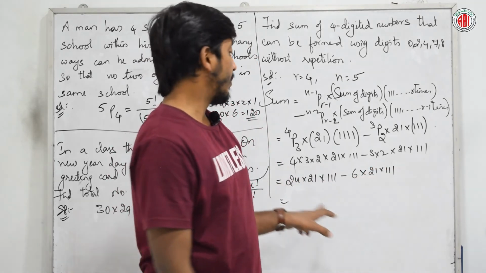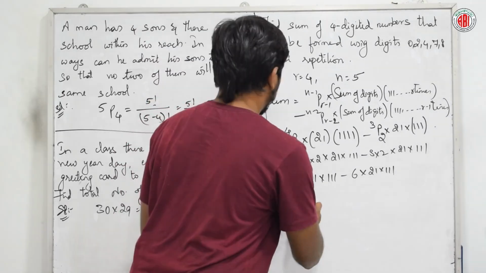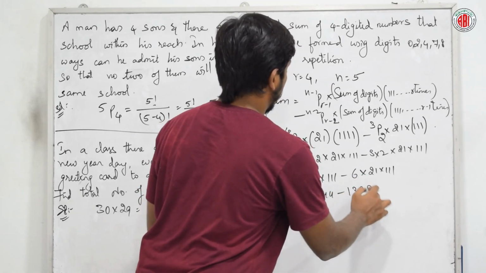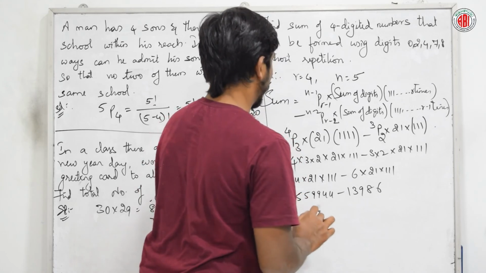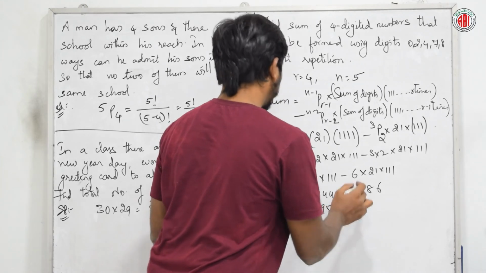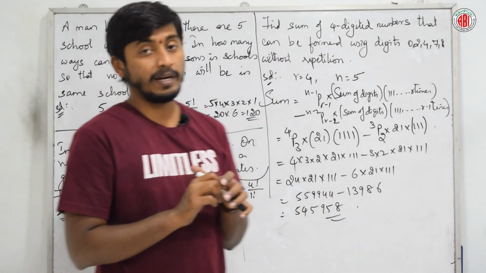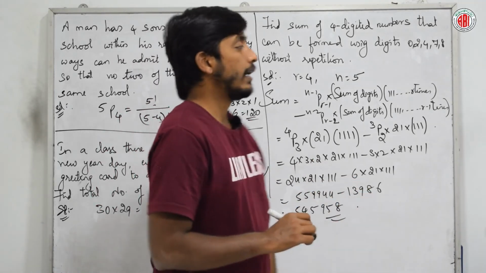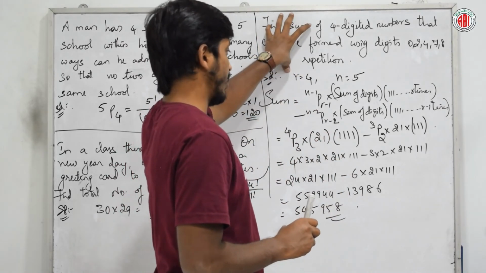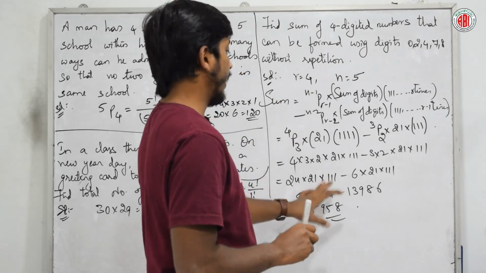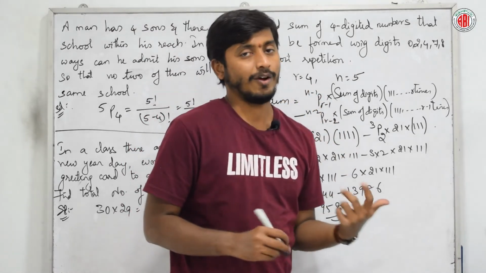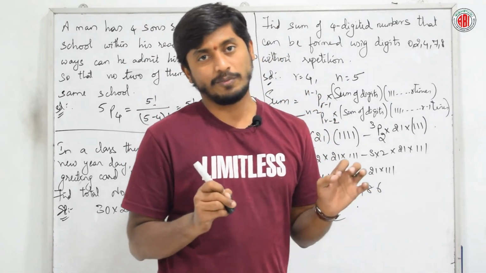Now just tell me, what do we get by multiplying all these numbers? We get 559944 minus 13986. So if I subtract these both, what is the answer I get? This is the answer we get after subtracting these two numbers. Is it clear? What did we do here? We substituted the given information in the formula, simplified and multiplied. Clear? Without knowing the formula, can we do this? Obviously no. So it's better we remember the formula.